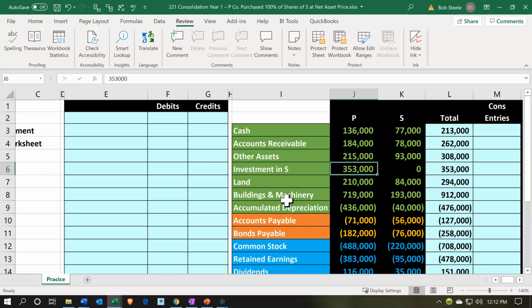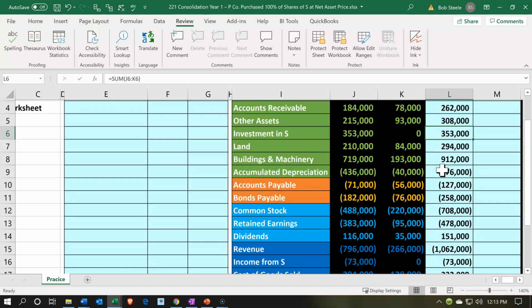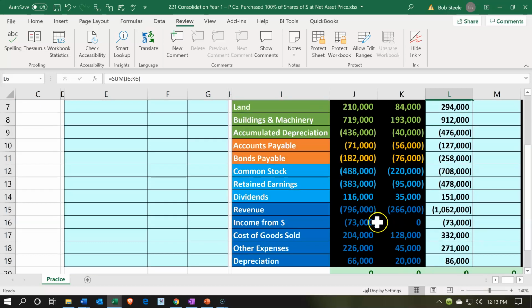Now we also note that the P company has on the books the investment on an equity basis. So here's the 353 on the equity basis, investment in S. Now here it is in our total. Obviously that doesn't make sense when we combine the books together. So that's going to be part of our elimination process. We're going to have to remove that. We also have this income from S. We're going to have to basically remove that.